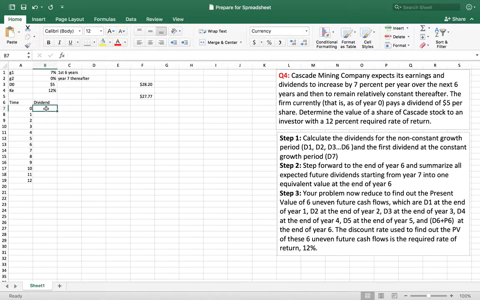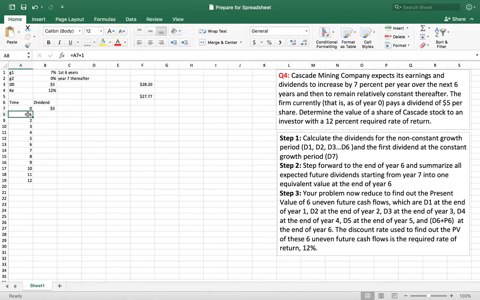To do so, I first type equal sign and then click on the reference cell B3 and then press enter. Now, the dividend at each period can be obtained by the formula: the dividend at the previous period times 1 plus growth rate. The value in cell B8 represents the dividend at the end of year 1.